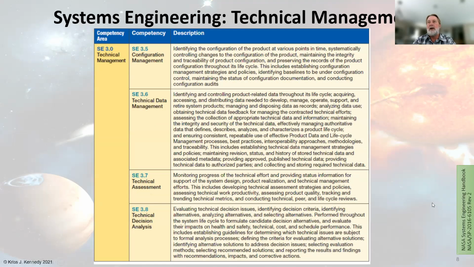And a lot of this can be found, as you can see over here on the right, in the NASA Systems Engineering Handbook. There are still more technical management aspects: configuration management, technical data management, technical assessments, and technical decision analysis and decision making. I'm going to focus on the technical assessment and decision analysis right now.